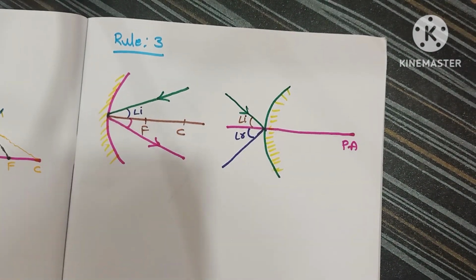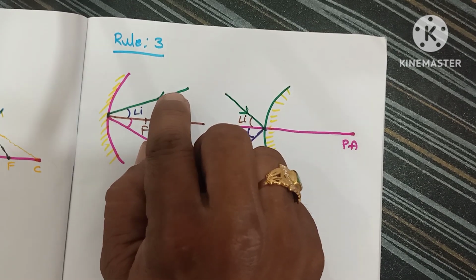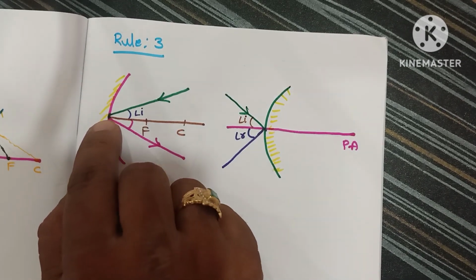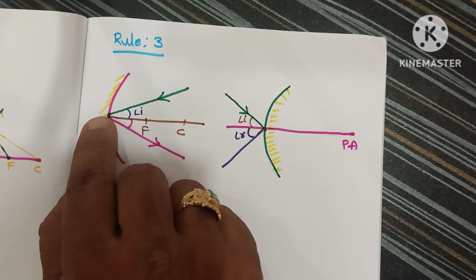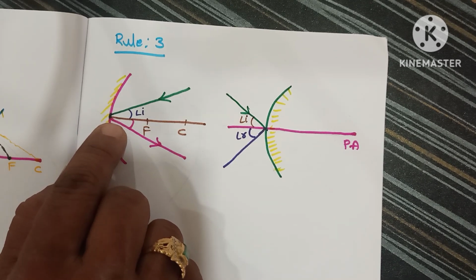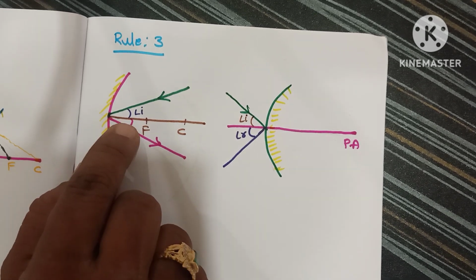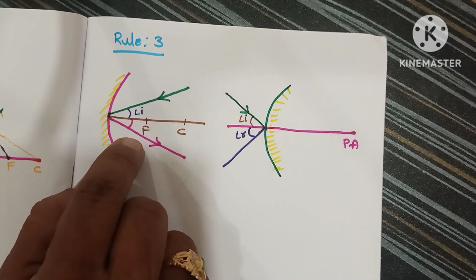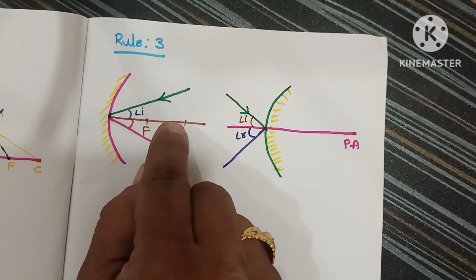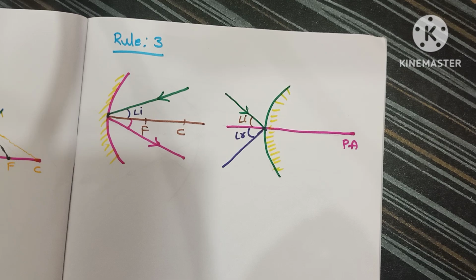So we can define rule 3 as follows: when an incident ray falls on the mirror at the pole with a certain angle of incidence, angle I, it gets reflected with the same angle of reflection, equal to the angle of incidence, in the opposite direction to the incident ray. On both sides of the principal axis there will be an incident ray and a reflected ray.